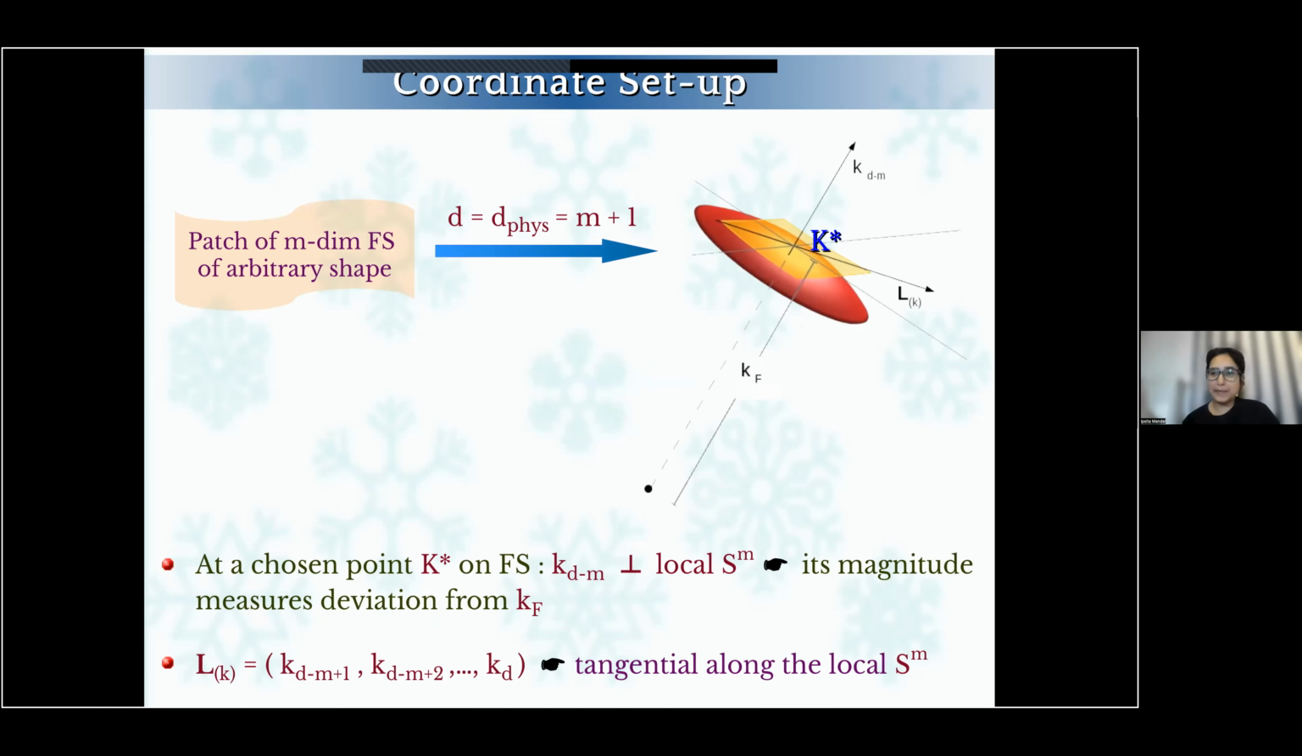Now, to set up the action of the system, we need a suitable coordinate system. We can erect the coordinate system by taking any point on the Fermi surface. This will apply to a Fermi surface of arbitrary shape, as long as it is convex.